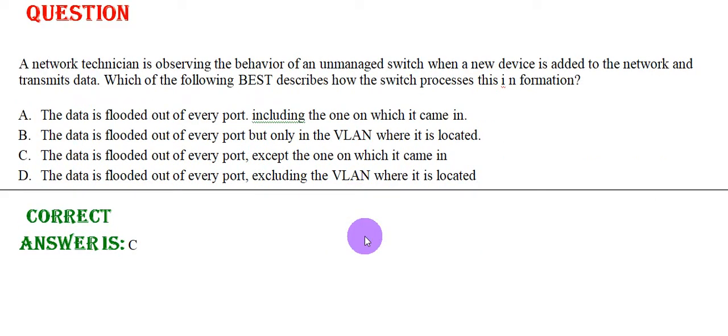A network technician is observing the behavior of an unmanaged switch when a new device is added to the network and transmits data. Which of the following best describes how the switch processes this information? Option A, the data is flooded out of every port, including the one on which it came in. Option B, the data is flooded out of every port but only in the VLAN where it is located. Option C, the data is flooded out of every port except the one on which it came in. And option D, the data is flooded out of every port excluding the VLAN where it is located. The correct answer is option C.